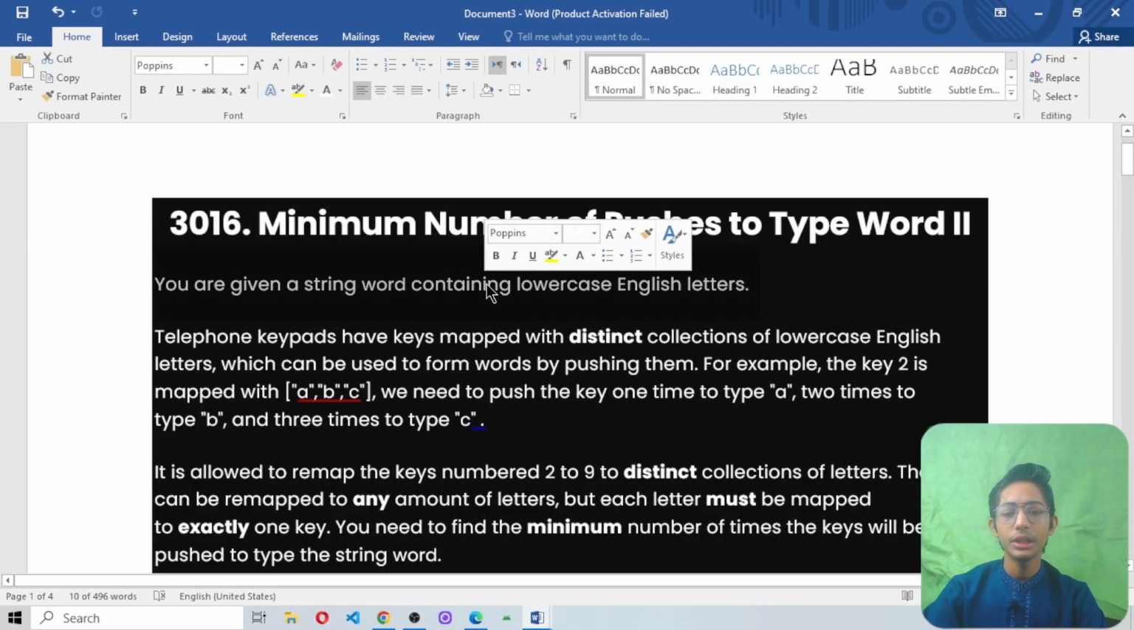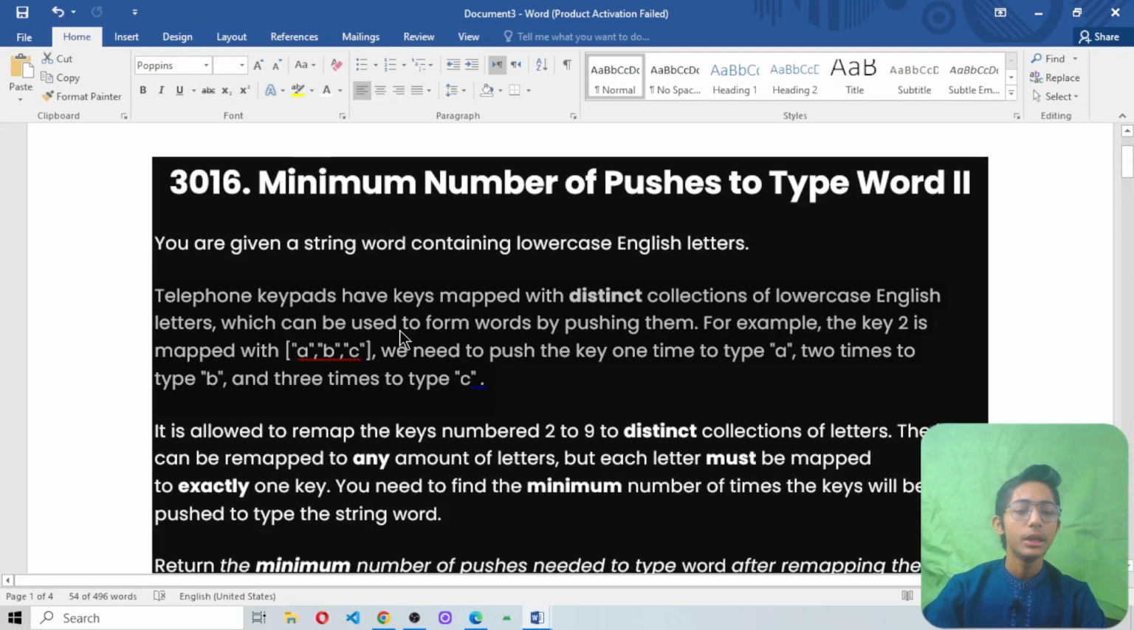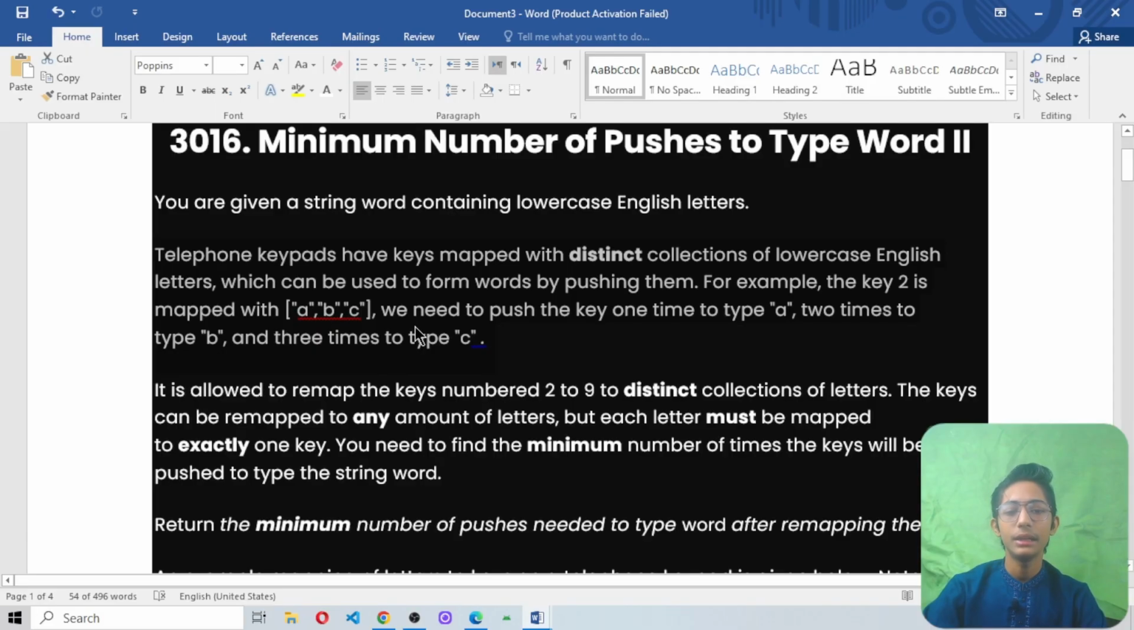It has given me a string word containing lowercase English letters. The telephone keypad has keys mapped with distinct collections of lowercase English letters, which can be used to form words by pushing them. For example, if a key is mapped with A, B, C, we push the key one time to type A, two times to type B, and three times to type C.